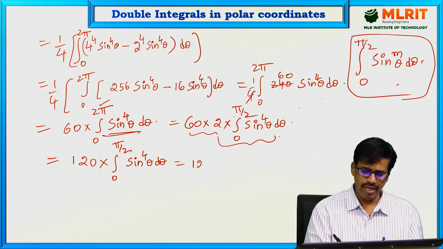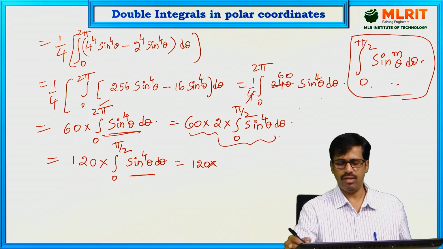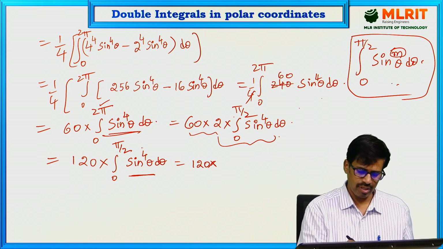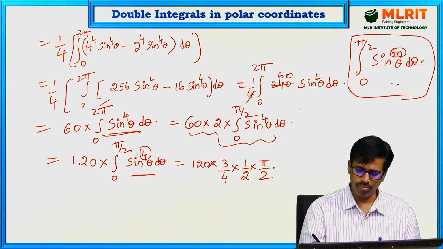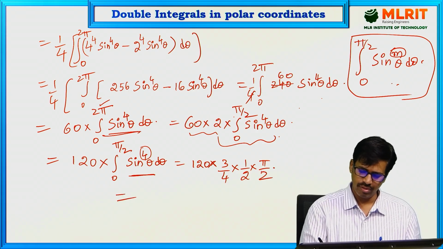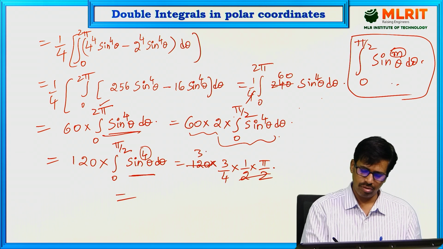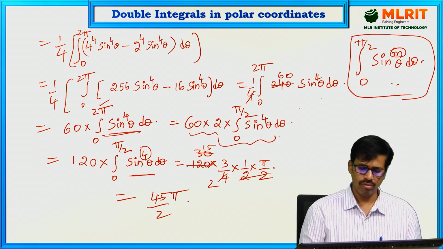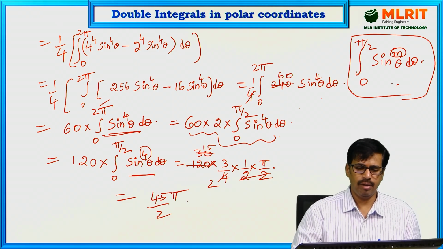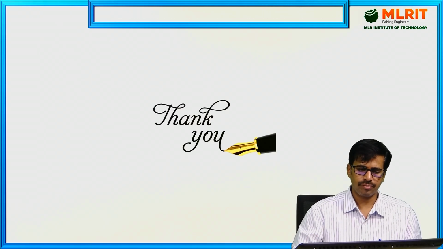So 120 into, if you integrate this, there is a separate formula. Here we can see that the power m, that is m equal to 4, is even. So we can write this as 3 by 4 into 1 by 2 into pi by 2. So this is 4 30s, 2 15s, 2 2s. So this is 45 by 2 into pi. This is how we evaluate the double integral in polar coordinates. Thank you.